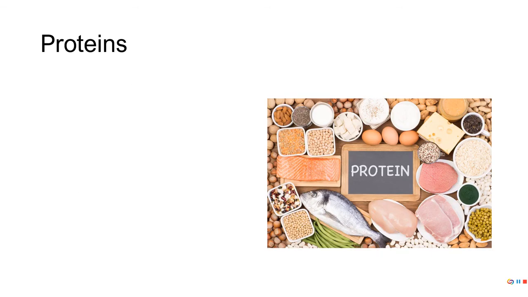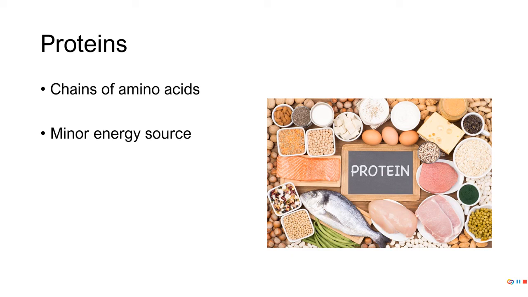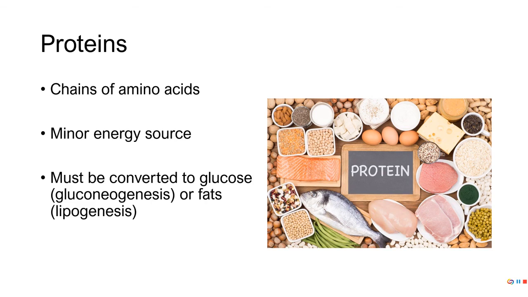Then there are proteins, which are made up of amino acids, which are compounds that have a lot of nitrogen and carbon. Proteins are generally made of several amino acids, but it might surprise you to know that very little protein is used for energy. In fact, if we're going to use protein as an energy source, then it needs to be converted into glucose via a process called gluconeogenesis, or fats, through a process called lipogenesis.